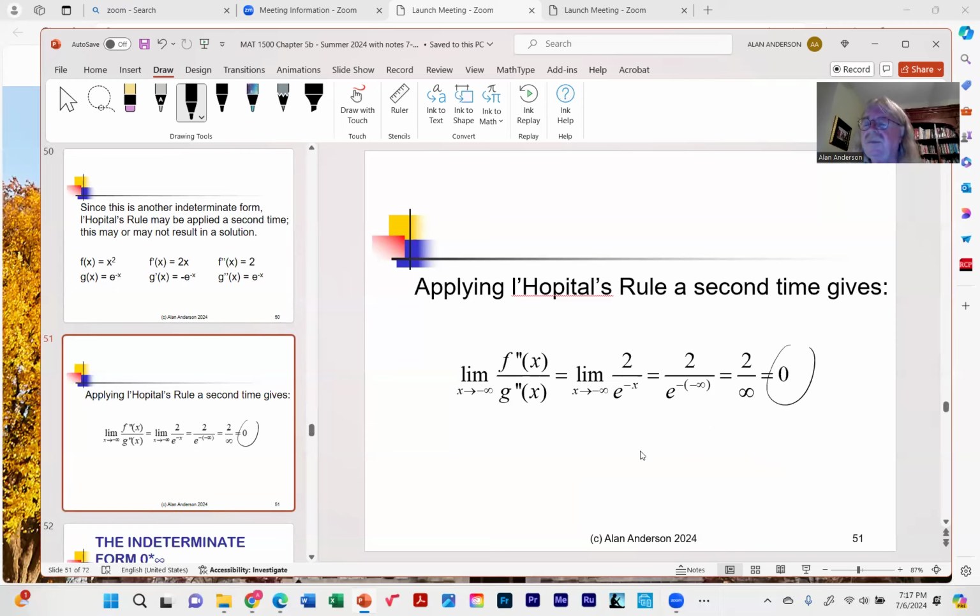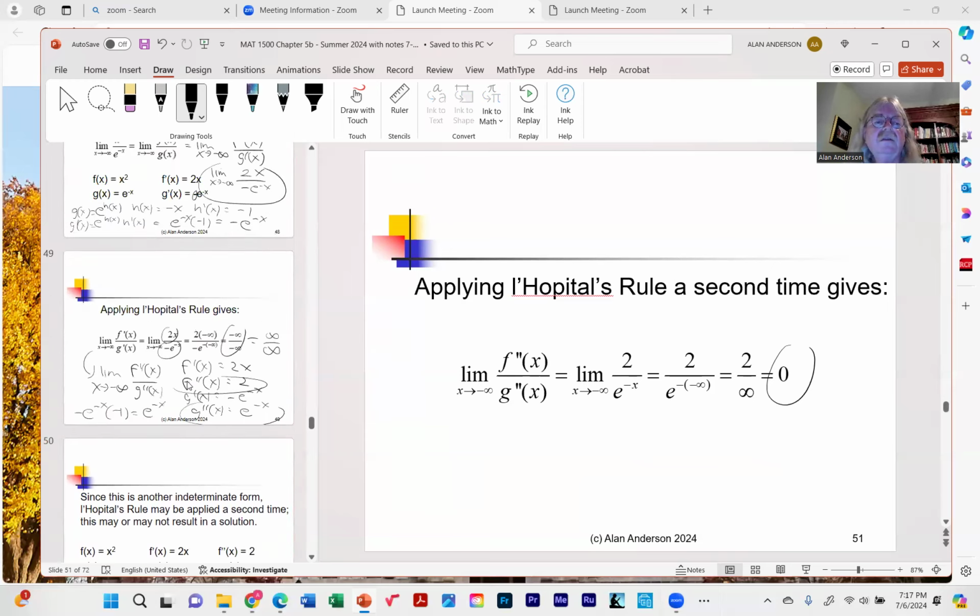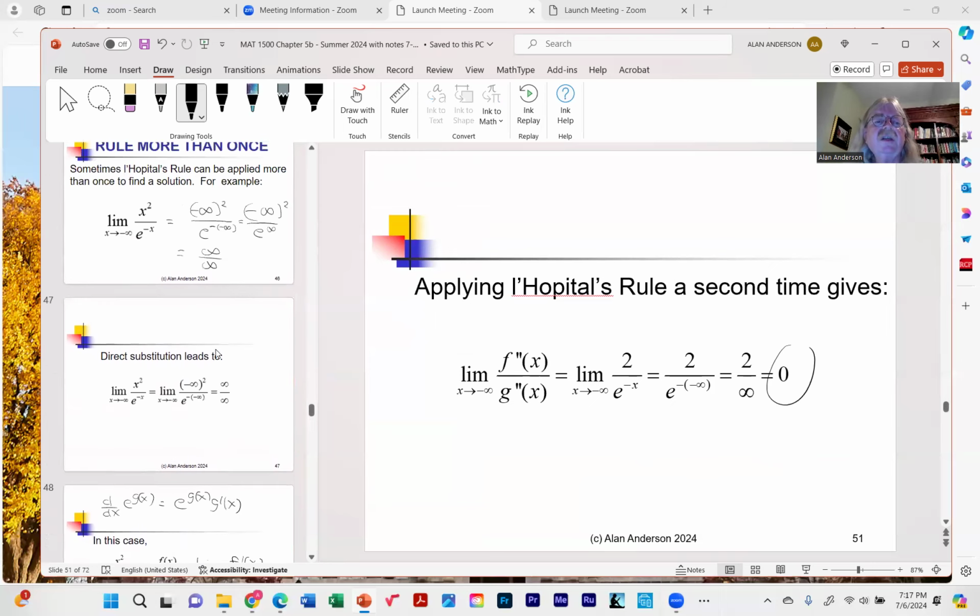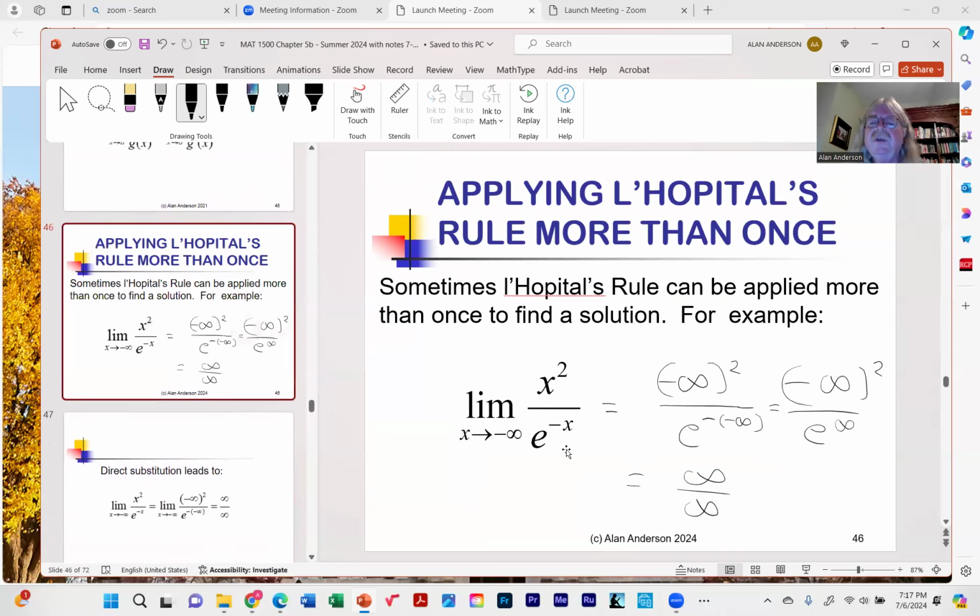And of course, there's nothing to stop us from doing it 3 times or 4 times, because eventually one of these terms will end up being a constant, and that is a big help. All right, so this is what we've seen before. We already knew that L'Hopital's rule can be applied to cases where we end up with infinity over infinity. It's just that this time we had to do it twice, but it's the same process.